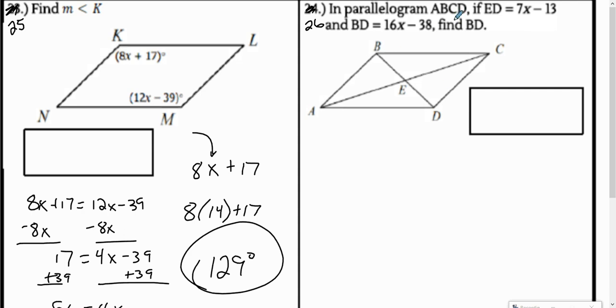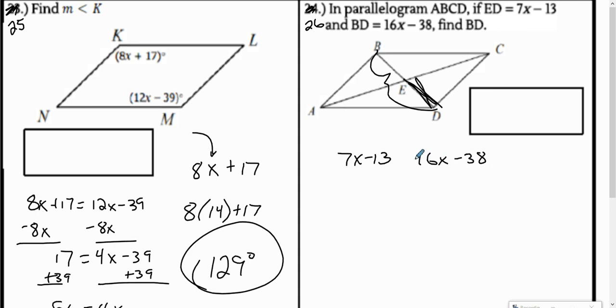This question, parallelogram, says ED. That's this line right here. I'm going to write it down, 7x minus 13. Then it says BD, which is this longer one here. Notice BD and ED are not equal to each other. I'm going to go ahead and write this one down here.